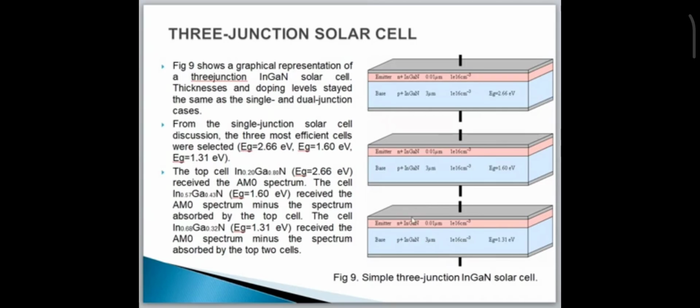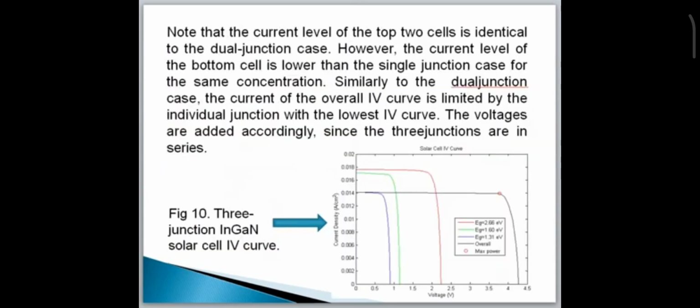This is the diagram of a simple 3-junction indium gallium nitride solar cell. It is important to note that the current level of the top two cells is identical to the dual junction case. However, the current level of the bottom cell is lower than the single junction case for the same concentration. Similarly to the dual junction case, the current of the overall IV curve is limited by the individual junction with the lowest IV curve. The voltages are added accordingly since the 3 junctions are in series.